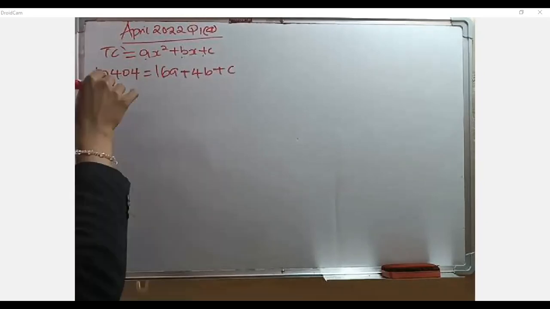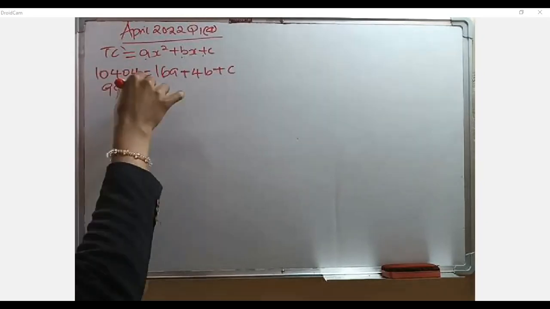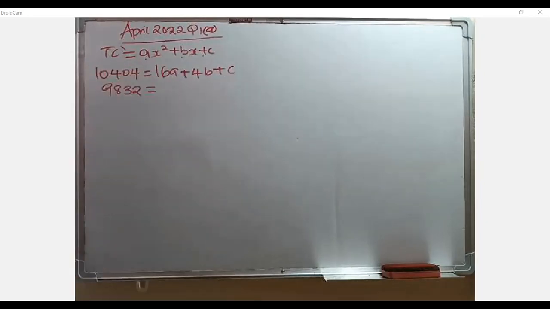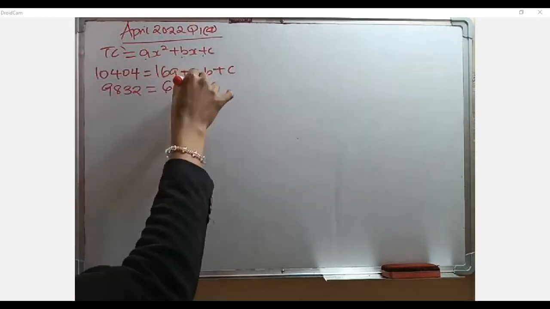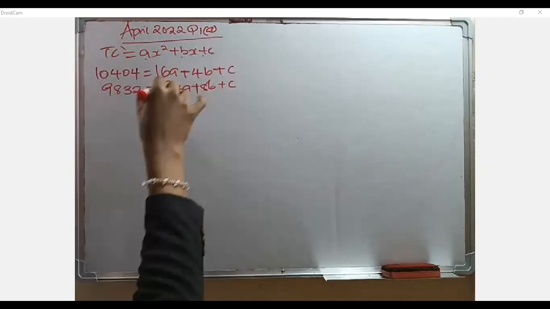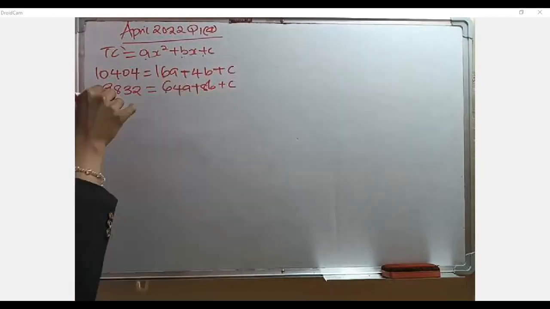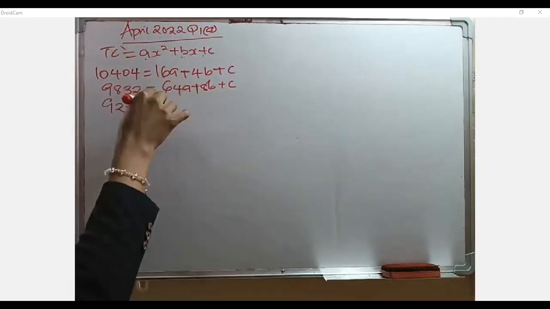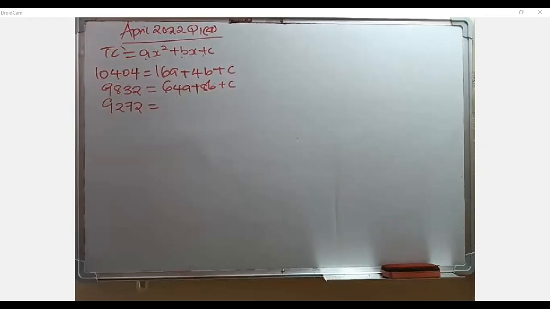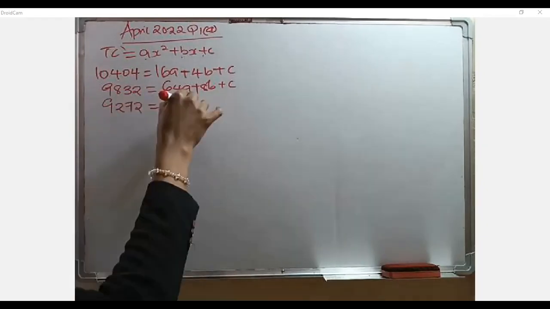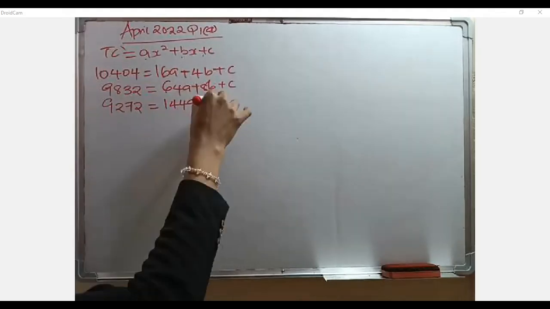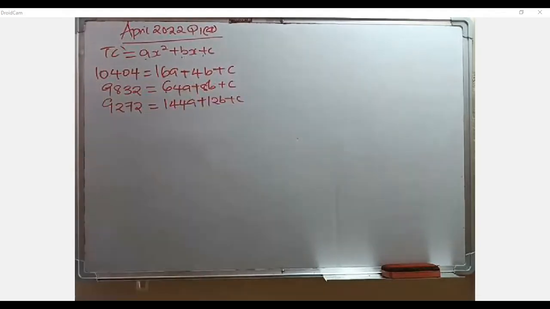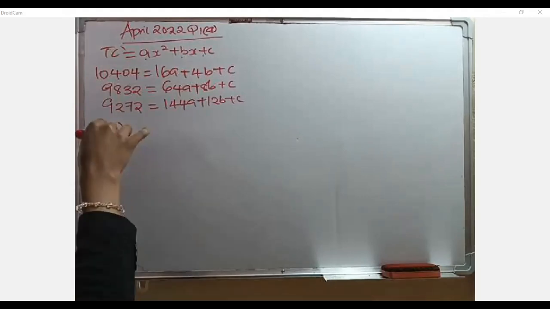The other one will be 9832, which equals, I think it should be 64A plus 8B plus C. Then the last one will be 9272, which equals 144A plus 12B plus C. Now, let's first take the first equation minus the second equation.